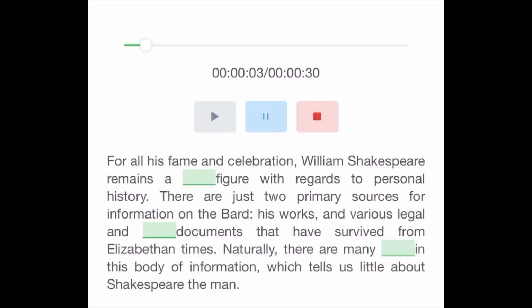Mystery of Shakespeare. For all his fame and celebration, William Shakespeare remains a mysterious figure with regards to personal history. There are just two primary sources for information on the bard: his works and various legal and church documents that have survived from Elizabethan times. Naturally, there are many gaps in this body of information, which tells us little about Shakespeare, the man.